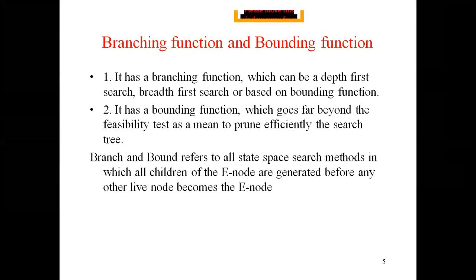The second point is it has a bounding function which goes far beyond the feasibility test as a means to prune the search tree efficiently. So if it goes far beyond the feasibility test, then in such a case we need to prune it, cut that particular subtree.